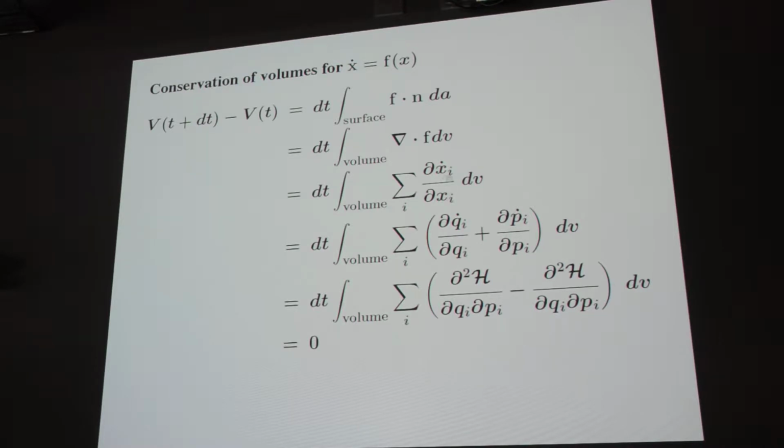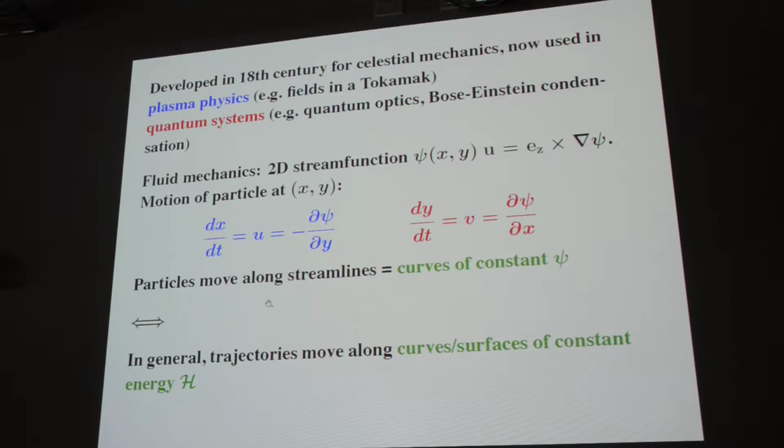And we can divide our x's into two kinds. One are the q's and one are the p's. And q dot is ∂H/∂p_i, and p dot is minus ∂H/∂q_i, and so this cancels, and so this is zero. These are volume conserving systems. It was developed in the 18th century for celestial mechanics, and it's true for celestial mechanics.